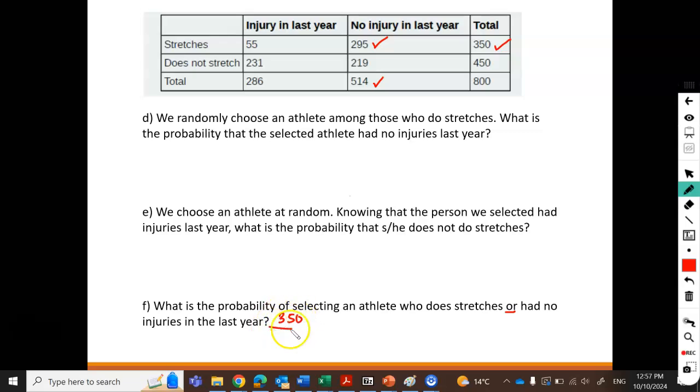So my answer will be 350 out of 800, which is the probability of an athlete who does stretches. Then the probability of an athlete who had no injuries last year is 514 over 800. And then we subtract the intersection, the probability of an athlete who does stretches and had no injuries last year, which is 295 over 800. So you can simplify this and you will get the probability of an athlete who does stretches or had no injuries in the last year.